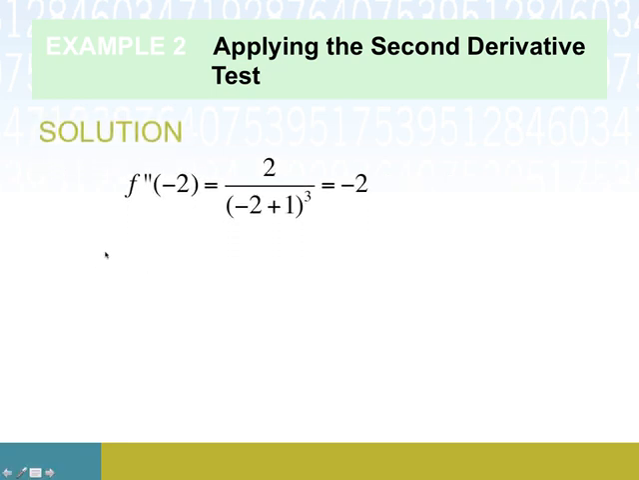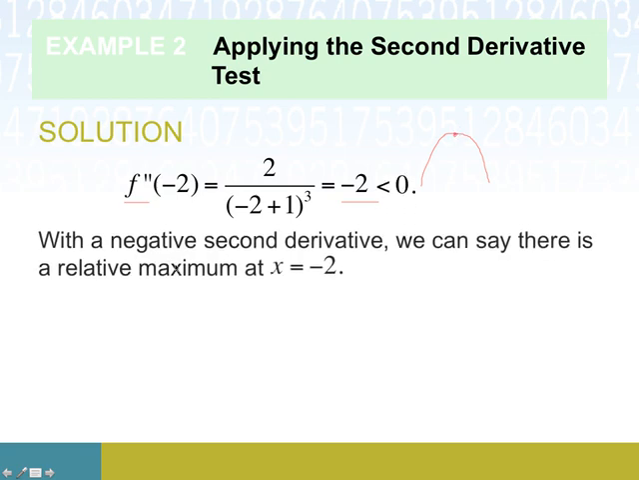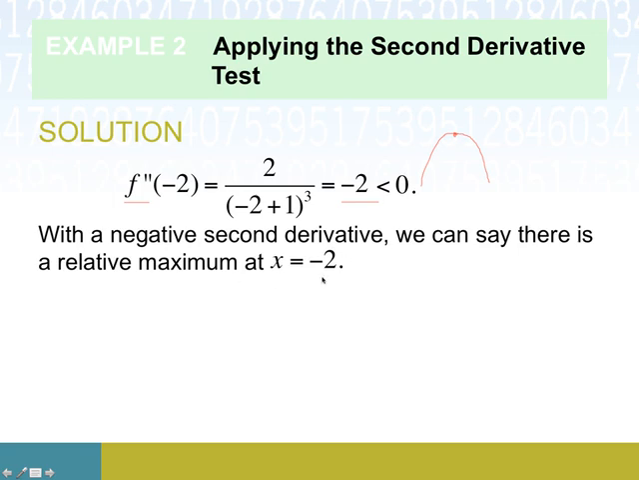Okay, so now we're going to classify. So we take x equals -2. That was one of our critical points. Plug it into the second derivative, and we get -2. So remembering the pictures that go along with this, if the second derivative is negative, then this graph is curved down. That must mean that any critical point is a relative maximum. It's less than 0, so we can say that there's a relative maximum at x equals -2.